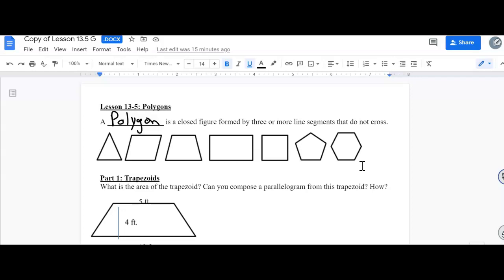All right, you have a bunch of shapes below here. All these shapes right here. Are these all polygons? Yes or no? What do you think? Yes, put a thumbs up. No, put a thumbs down. I want everyone to give me a guess. If you have no idea, put it sideways.